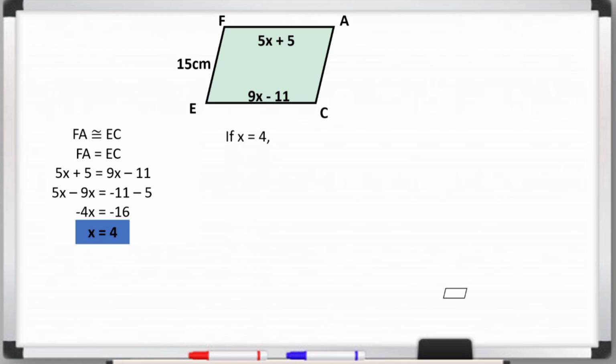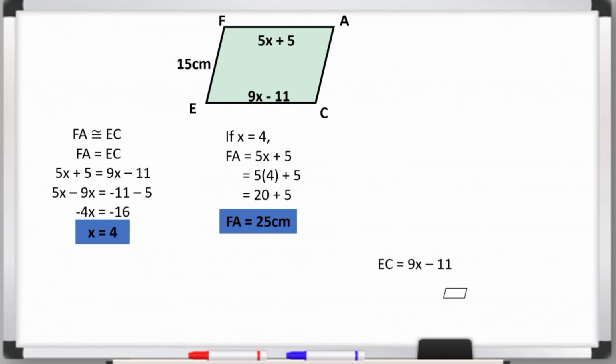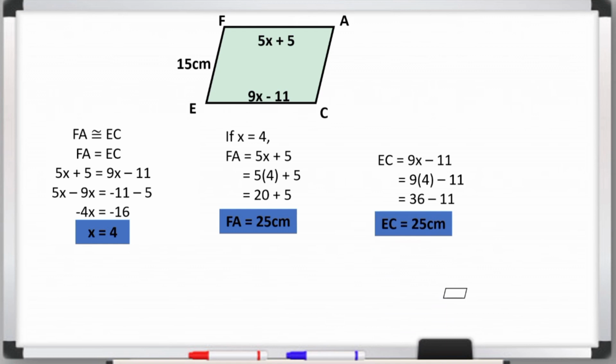So if x equals 4, substitute the value of x. FA equals 5x plus 5. So we have 5 times 4 plus 5. 20 plus 5 is 25 cm. Then EC equals 9x minus 11. 9 times 4 minus 11 is 36 minus 11.